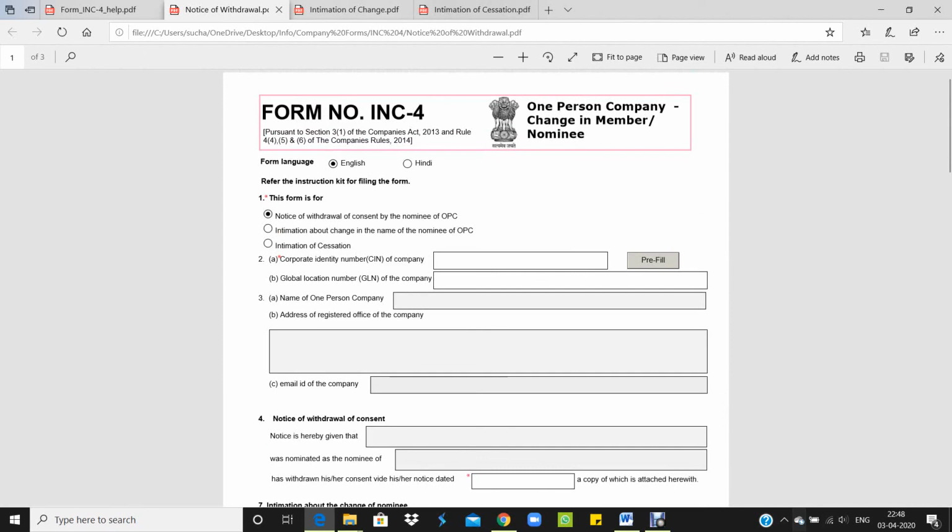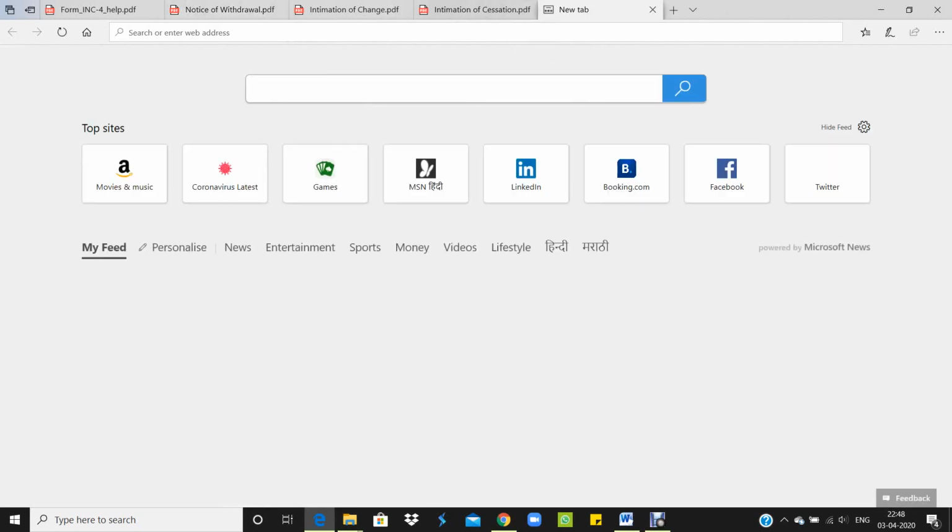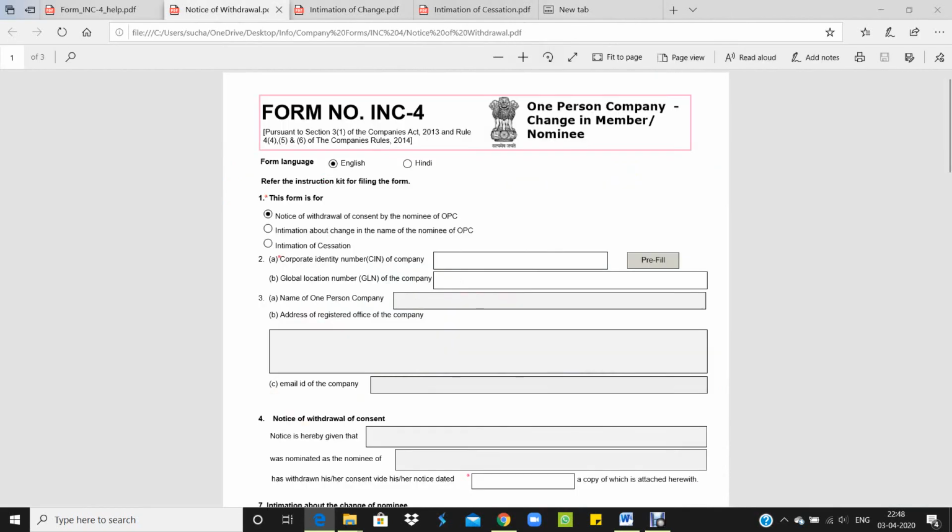After filling in all these details, we have to log in to the MCA website, and in the eForms option, upload eForms, you have to upload and file the form by paying the prescribed fee.